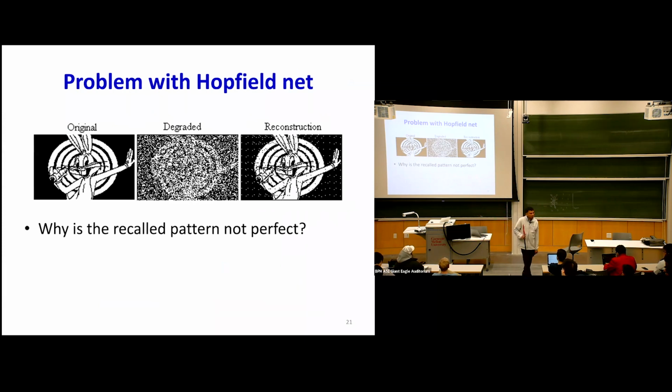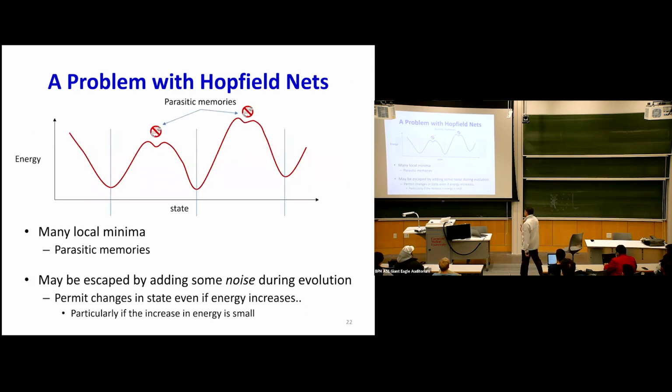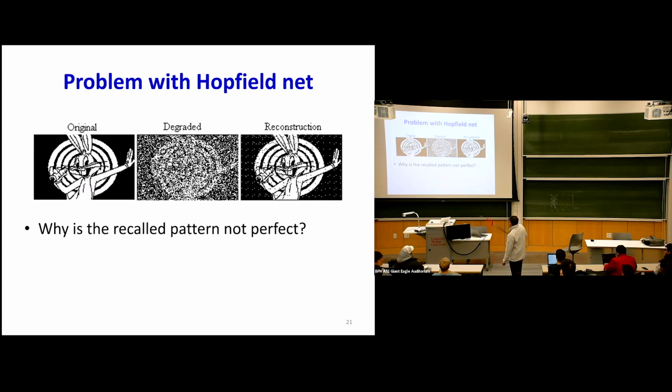Then there was this question. When I try to use this network to denoise something, I end up with a not clean recollection of the pattern. We have noise, right? So why is the recalled pattern not perfect? We saw that this is because the network can have parasitic memories, these little energy wells. If they're far away from the pattern that you're trying to recall, you're fine. But very often they will be close to the pattern that you're trying to recall, and that's when the network gets stuck at that point, and you get things like these little dots on the recall.